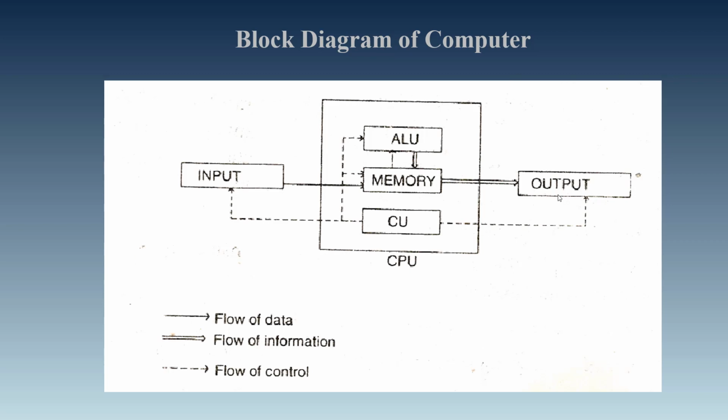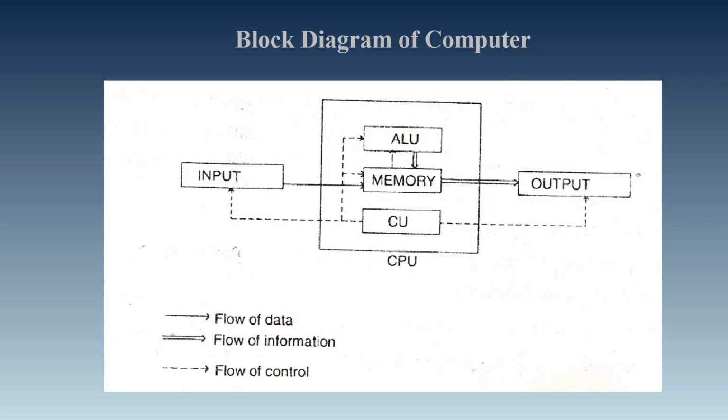In this block diagram, you can see there are three kinds of lines. First one is the dotted line. Dotted line represents the flow of control. In the CPU there are three sections. First is arithmetic and logical unit, second one is the control unit, third one is the memory. The control unit's function is to receive input, send output, transfer data from ALU to memory, memory to ALU, and all these operations are represented by the dotted lines.